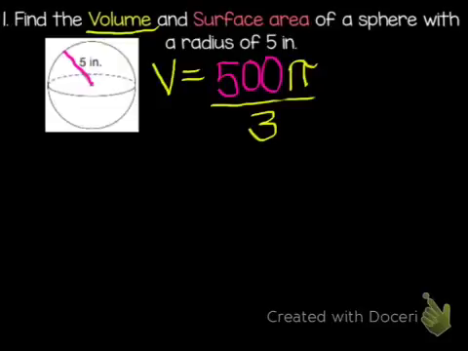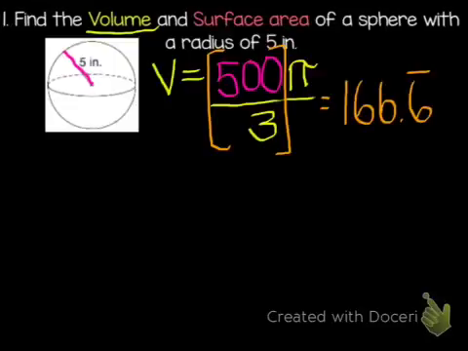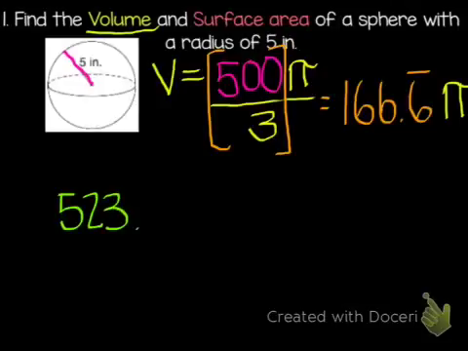Now we're going to divide by 3 before we do our times pi. So 500 divided by 3 is equal to 166.6 repeating, and we still have it being multiplied by our pi. At this point we take our pi button and do 166.6 repeating times the pi button, and that gives us 523.598, and it goes on, but we want to evaluate here.